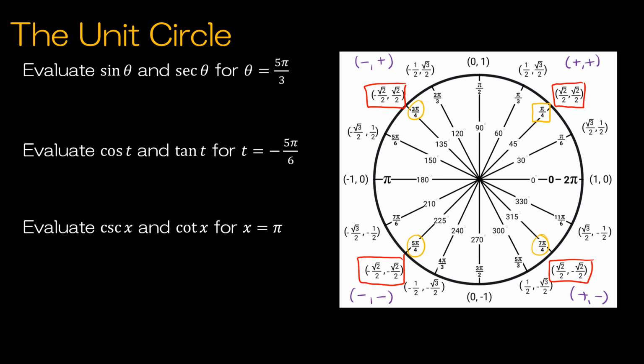The same will be true for pi over 6, 5 pi over 6, 7 pi over 6, and 11 pi over 6. As we can see, we've got radical 3 over 2, comma, 1/2, negative radical 3 over 2, comma, 1/2. You get the idea that it's the same value, just the signs are changing. And then, of course, the last one we talked about, pi over 3, we've got 1/2, comma, radical 3 over 2, negative 1/2, comma, radical 3 over 2, and so forth.